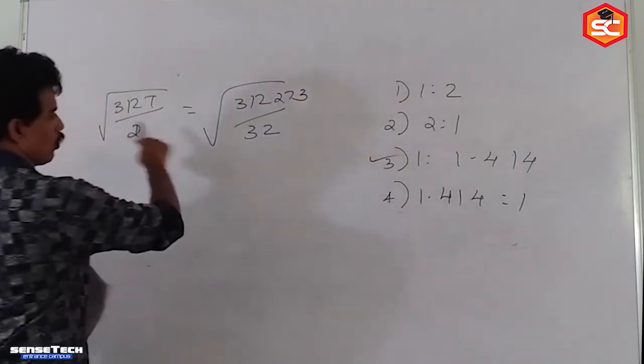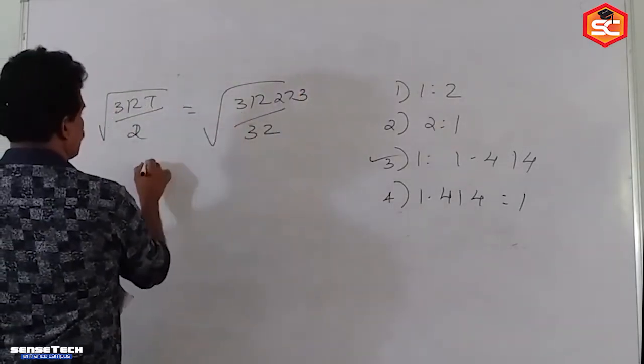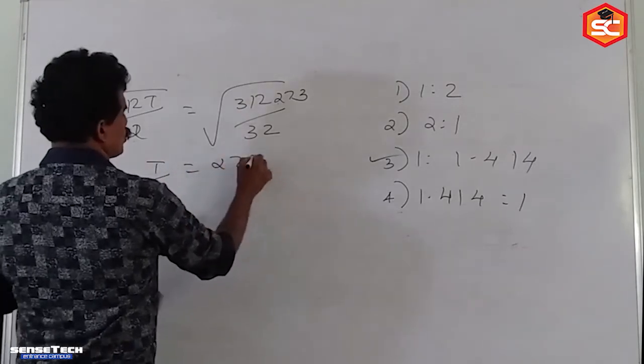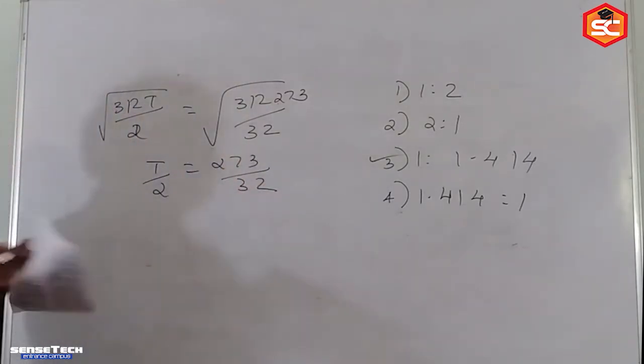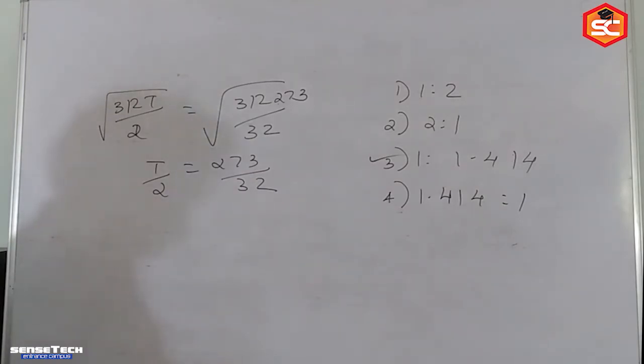So the root we can cancel. 3R and 3R cancel, so T by 2 is equal to 273 by 32. From that you can find out T. Options are given in Kelvin: 37 Kelvin, 27 Kelvin, 17 Kelvin, 10 Kelvin. So when you are calculating in the Kelvin scale you are getting 17 Kelvin. So 17 is the correct option.